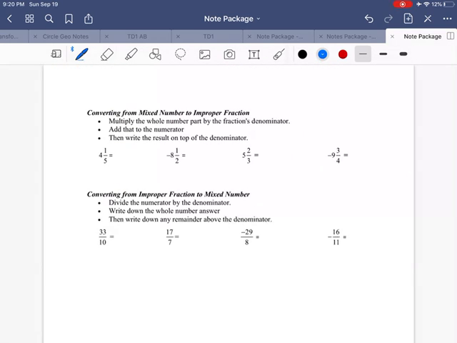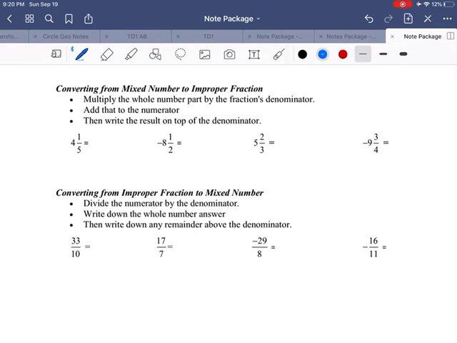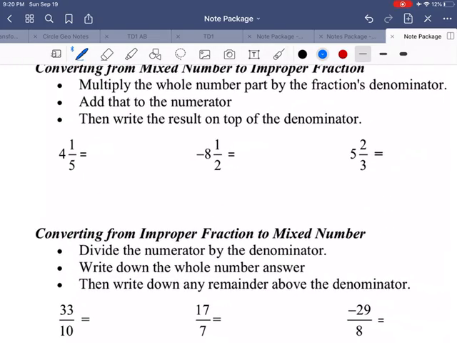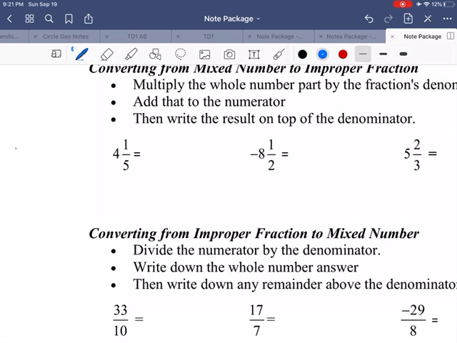Now, one thing we need to review is converting from mixed number to improper fraction. Now, you're going to see this again and again. So let's do it. Multiply the whole number part, which is this, by the denominator, and then add it to the numerator. So what we're doing here is 4 times 5 plus 1. 4 times 5 is 20. 20 plus 1 is 21. So overall, this equals 21 fifths.